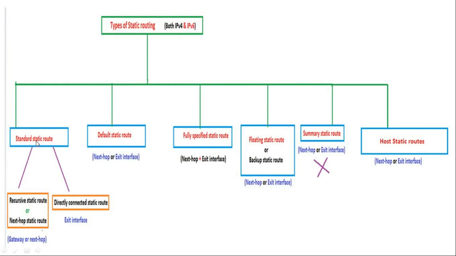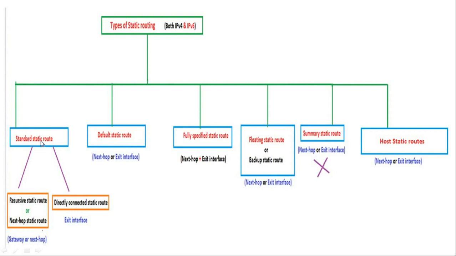First one is the standard static route. The second one is the default static route. The third one is the fully specified static route. Number 4, floating static route, or one more name, backup static route, then summary static route, and host static routes. Now we are going to see one by one.